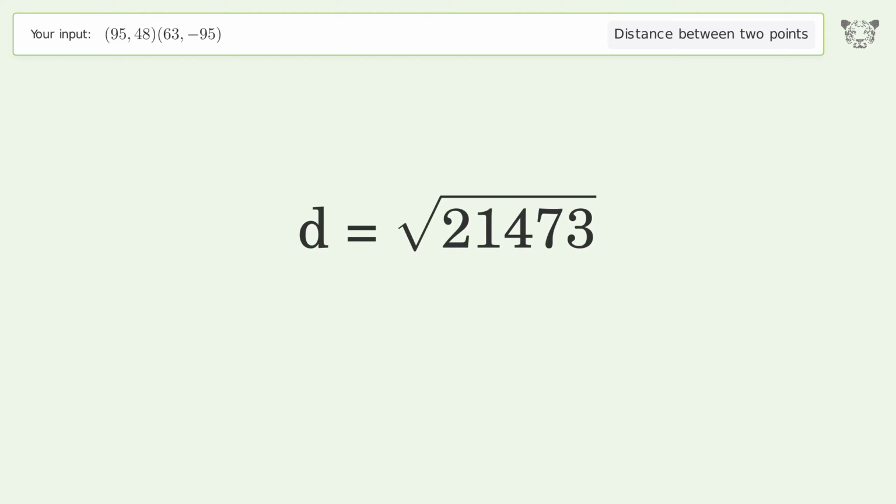And so the distance between the 2 points is the square root of 21,473, or 146.537.